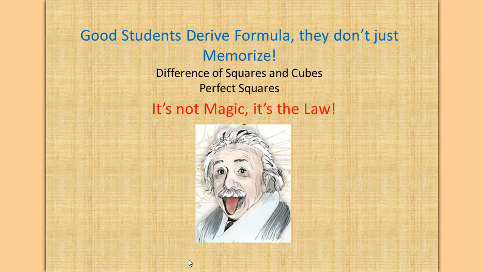Okay, today we're going to talk about something that you studied in high school, which you probably don't remember, and it's called difference of squares, cubes, and perfect squares. I'm going to show you how to derive most of this, so you won't have to memorize anything. Okay, let's get started.